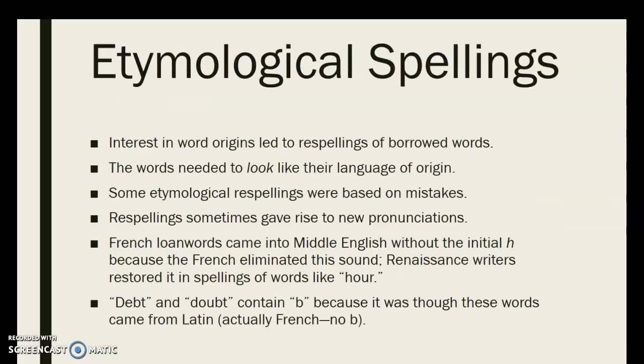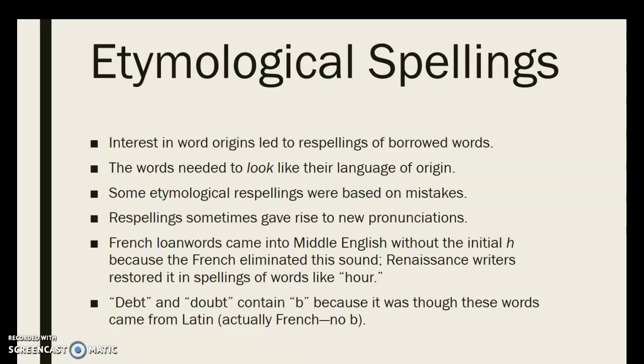This is also how we see the proposal of etymological spellings, and this is also how we see etymological misspellings of words like debt and doubt. Both of them came into English without a B, because that's how they were spelled in the original language of French. However, some scholars assumed that those words were taken from Latin and added the B's to make those words look more like their Latin cognates.